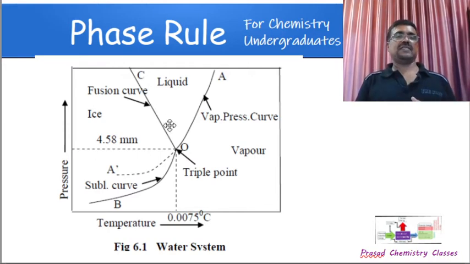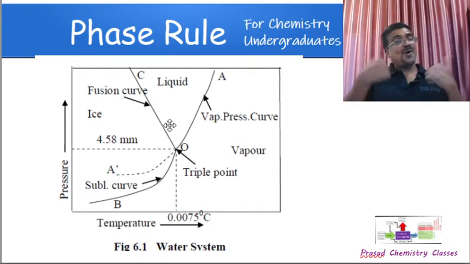Then OC, that is what we call the melting point or fusion curve of ice, along which we have solid and liquid in equilibrium with each other. That is also a univariant system. So it gives the variation of melting point of ice with pressure. You can see the curve has a negative slope here. What does it indicate? It slants back. When you increase pressure, melting point decreases.